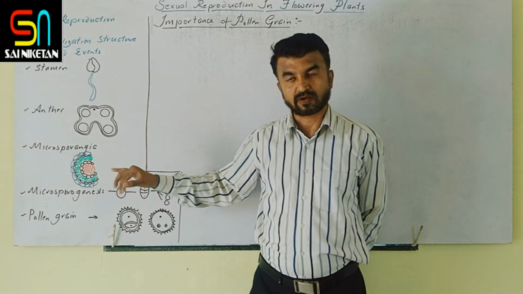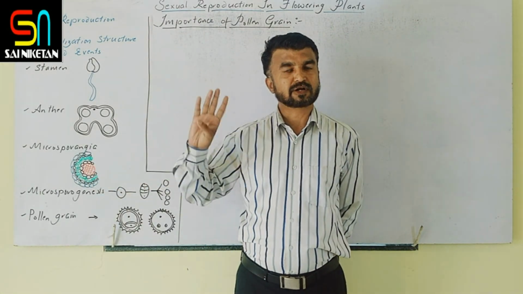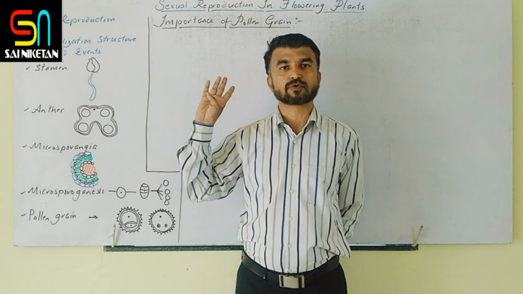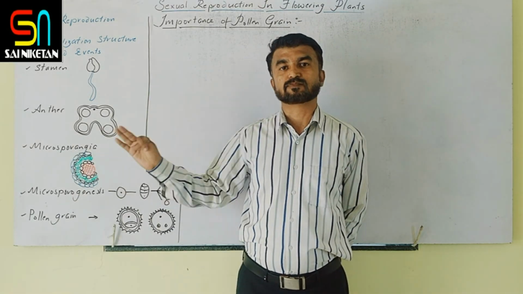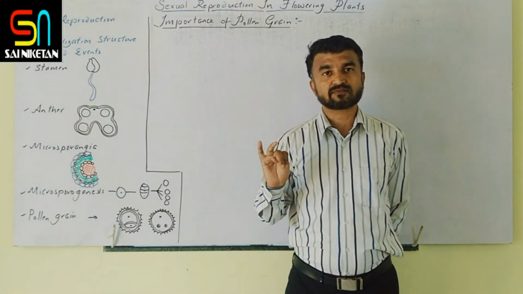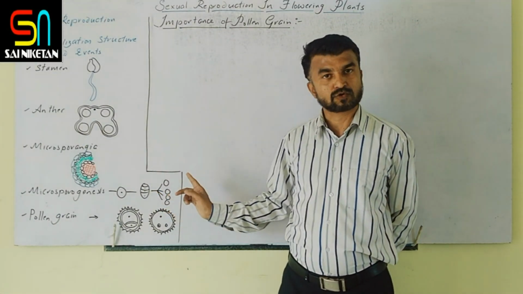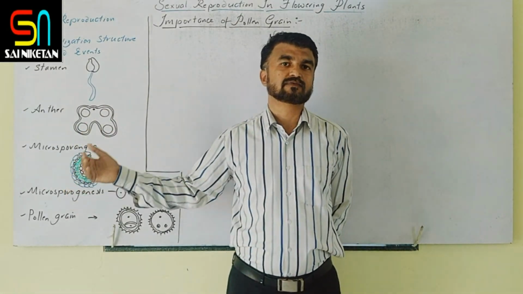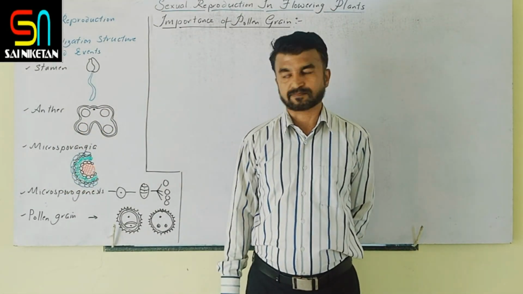The main functions of the tapetum: it helps in the nourishment of the sporogenous tissue. Second, it produces the Ubisch bodies that are deposited on the exine layer. Third, it produces the callase enzyme, which is required for the separation of microspores after microsporogenesis. It also produces the pollenkitt, which is required for entomophilous flowers.